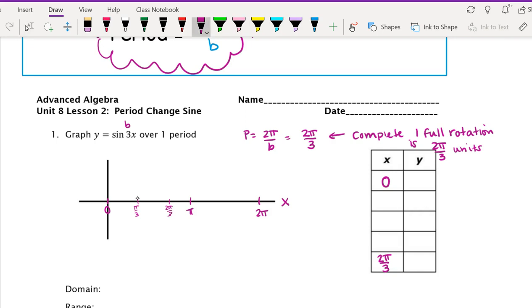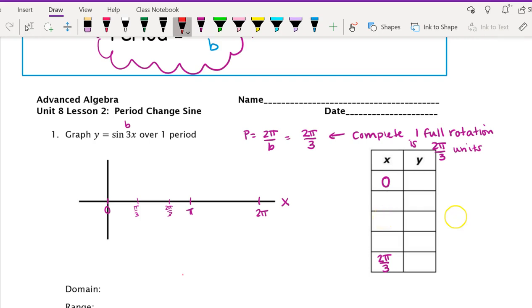Instead of it going from here to here, what's going to happen is I have to basically take that and scrunch it. So I'm going to be able to finish one full rotation in that amount of time. So how do we get there? How do we make that graph actually work? Okay, so the first thing is I need to know what is halfway between 0 and 2 pi over 3. We need to figure out what these other values are.